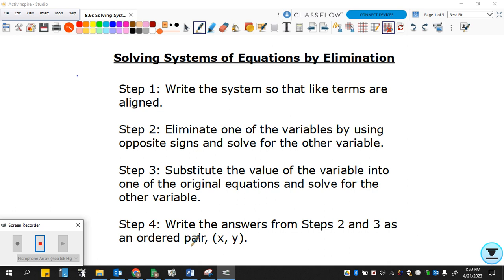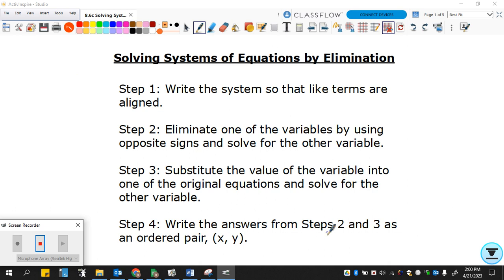First step is to write the system so that all of the like terms are lined up one on top of each other. In other words, all the x's are over the x's and all the y's are over the y's. Step 2 says eliminate one of the variables by using the opposite sign and solve for the other variable. Step 3 is substitute the value of that variable into one of the original equations and solve for the other variable. And then step 4, write your answers from steps 2 and 3 as an ordered pair, x and then y.